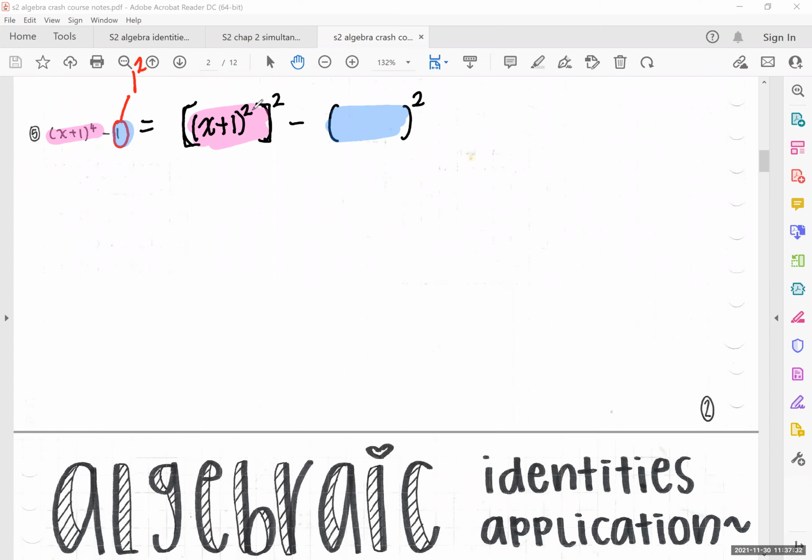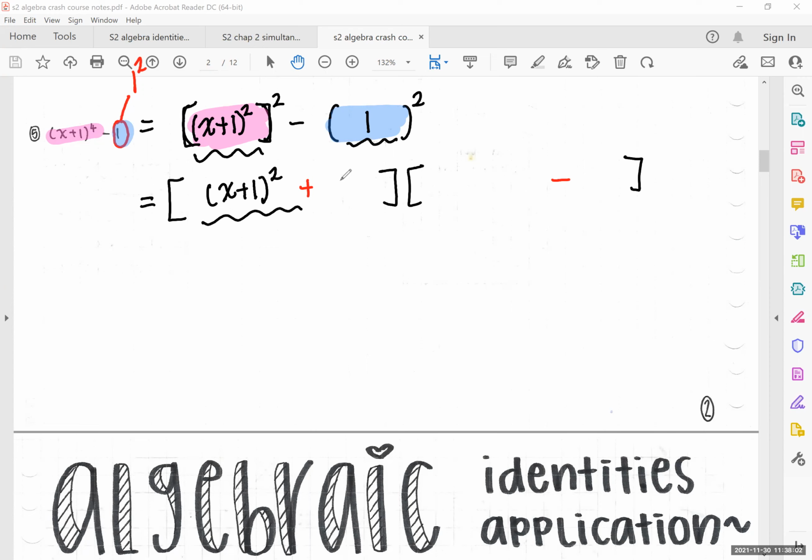I'll put 1. Now, can you see this is a² minus b²? A² minus b² will give me what? Bracket, bracket, bracket, bracket, right? It'll give me (a plus b)(a minus b). Correct or not? Yes. So copy, paste. So it's (x+1) squared. Copy, paste, copy, paste, copy, paste. Okay.